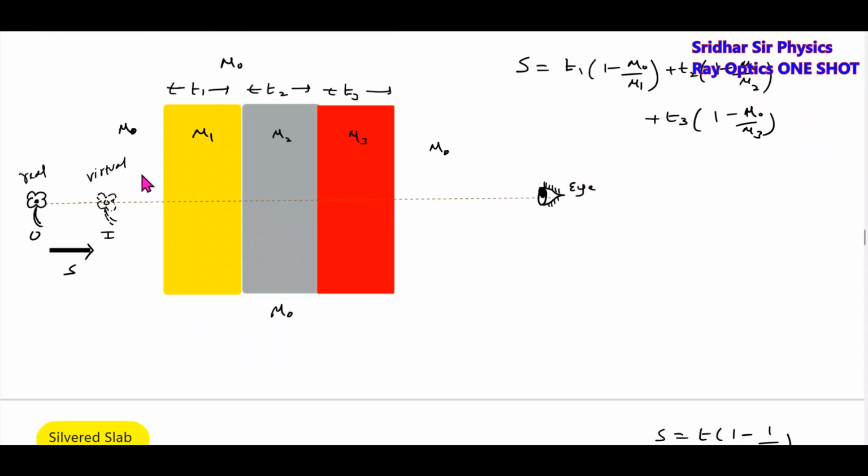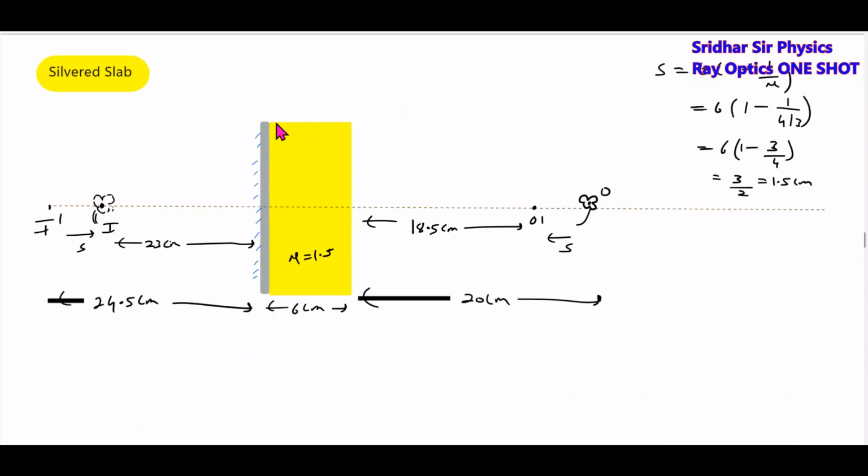For multiple slabs, there's a condition you have to remember. Next we have the silvered slab, an object O, there's a flower, a real object. Where will its image be formed? First, the rays will pass through the slab and undergo double refraction.